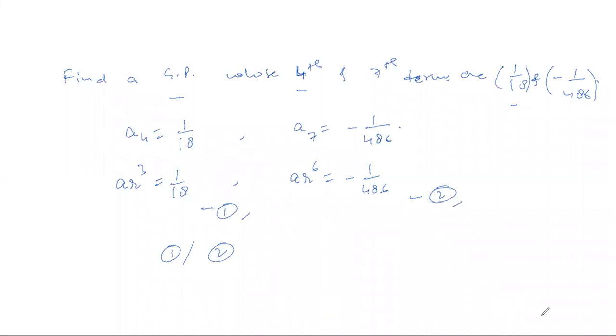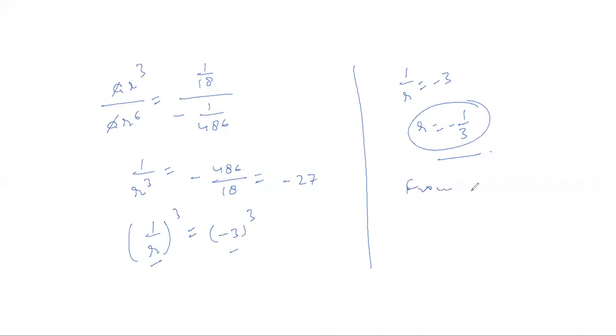So let's put it in the first equation. From equation number 1, that was ar cube, (minus 1 upon 3) cube ar cube was equal to 1 upon 18, and a will be equal to minus 27 upon 18. It will be minus 3 upon 2. So we got the value of a, and we got the value of r also.